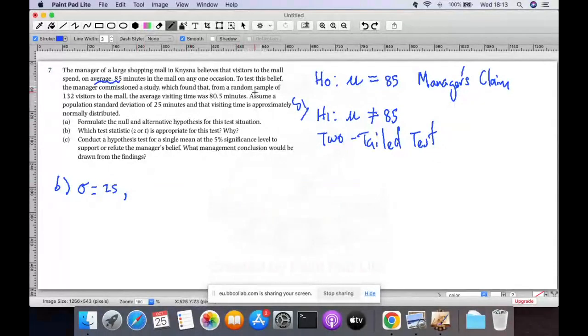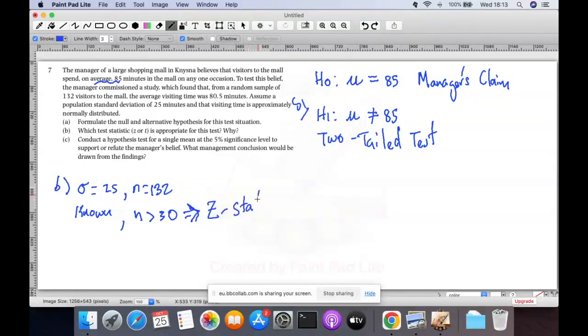If you look at the question, it says a random sample of 132 visitors. So that's way bigger than 30. Your n in this case is 132. Because your sigma is known, I'm just going to write your sigma is known and your n is greater than 30. That means we will use a Z statistic.